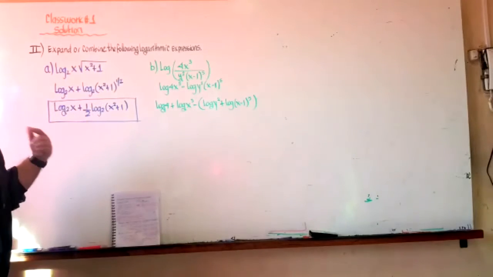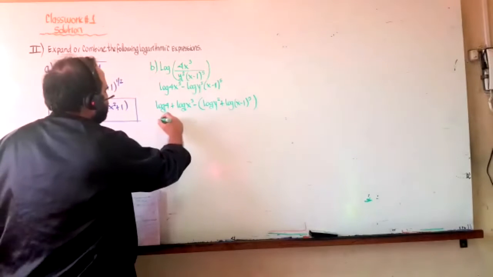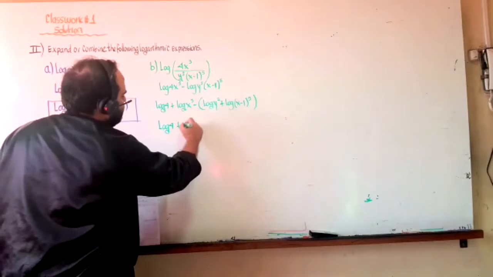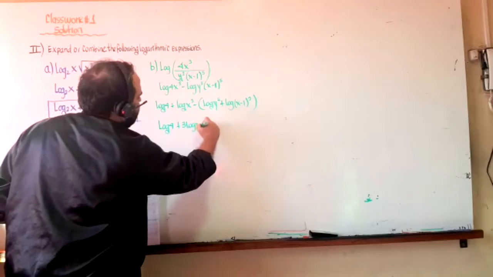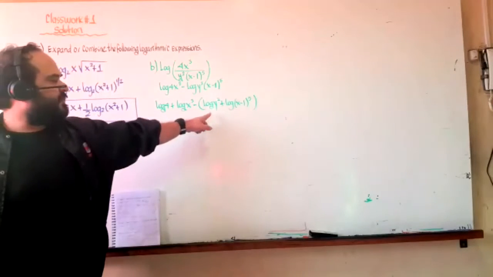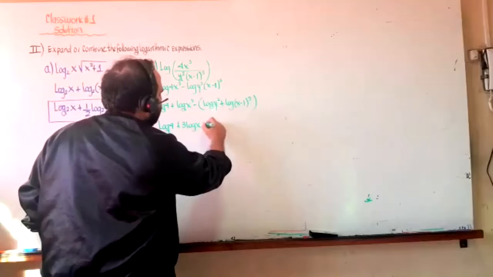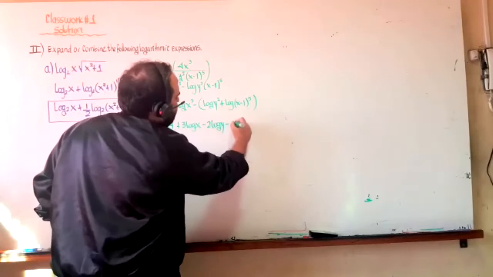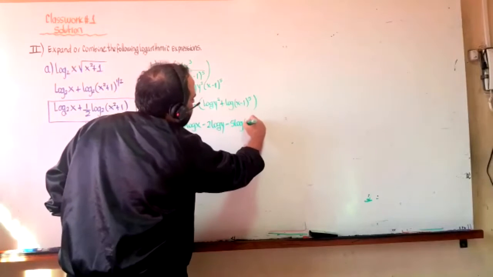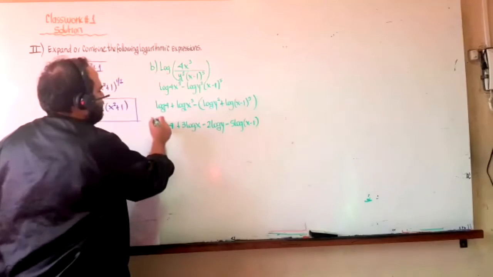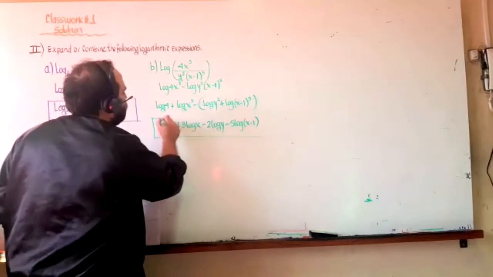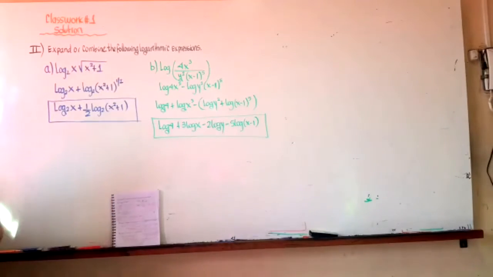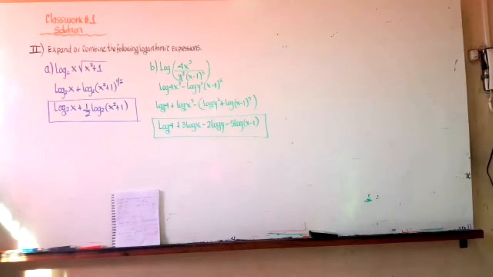The powers pass to multiply every logarithmic expression. So we got log base 4 plus 3 log x. Negative times positive will be negative. Negative what? Twice log y. Negative times positive will be negative 5 log x minus 1. Okay. This is going to be the letter B, the second expansion.